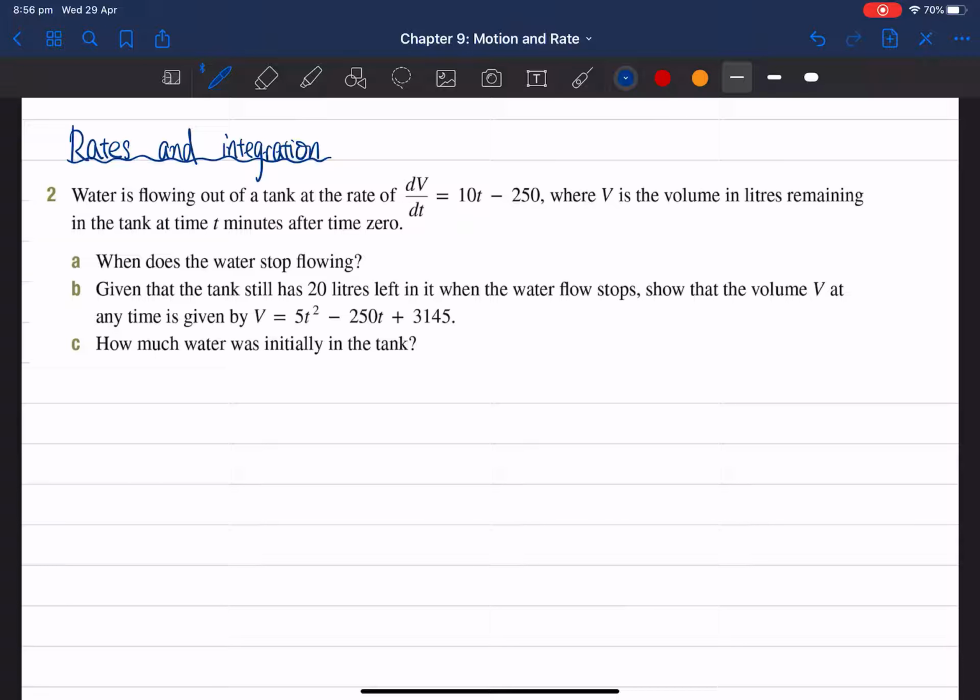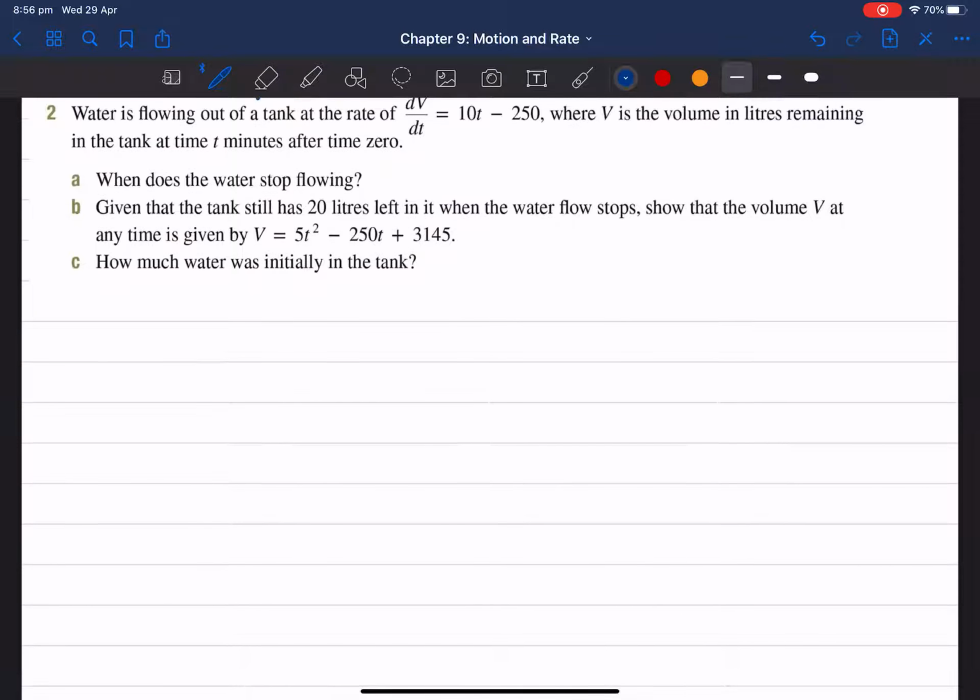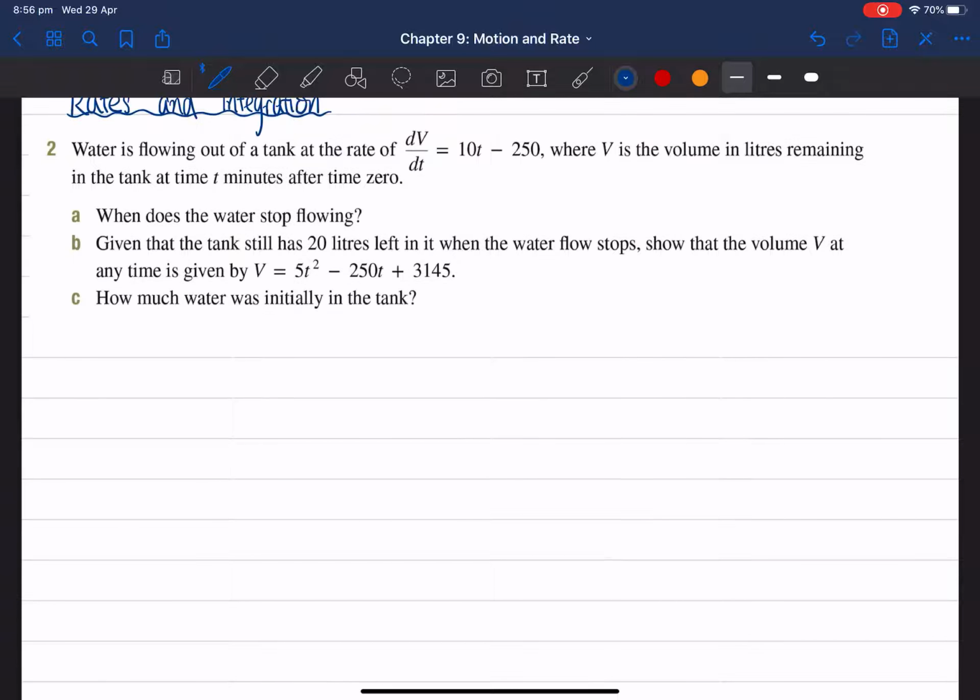Okay, so the first question says, water is flowing out of a tank at a rate of dv over dt is equal to 10t minus 250. So dv over dt is the rate of flow or flow rate, where V is the volume in liters remaining in the tank at any given time, t minutes after the time 0. Alright, so the first question asks you, when does the water stop flowing?